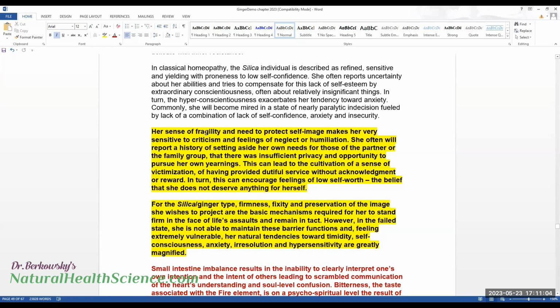Her sense of fragility and need to protect self-image makes her very sensitive to criticism and feelings of neglect or humiliation. She often will report a history of setting aside her own needs for those of the partner or the family group, that there was insufficient privacy and opportunity to pursue her own yearnings. This can lead to the cultivation of a sense of victimization, having provided dutiful service without acknowledgement or reward. In turn, this can encourage feelings of low self-worth, the belief that she does not deserve anything for herself.